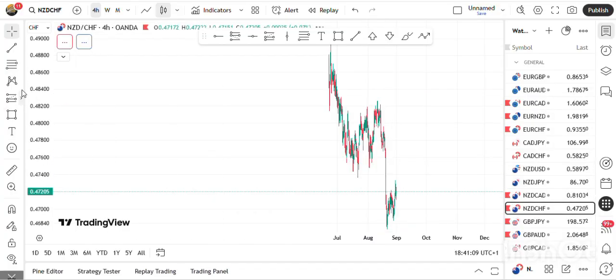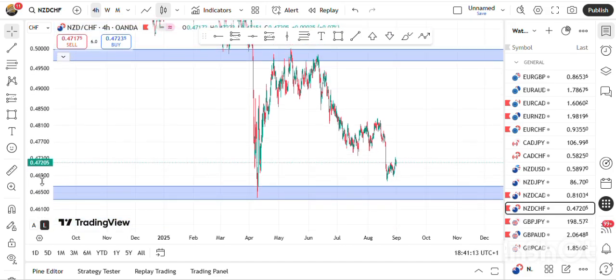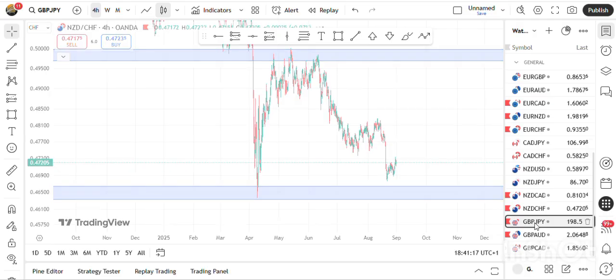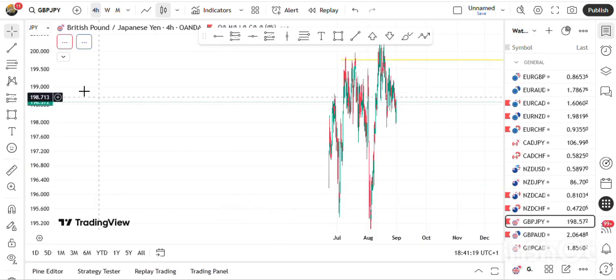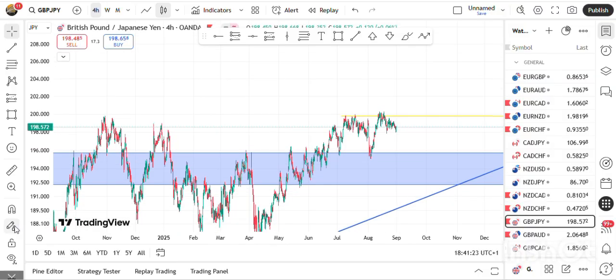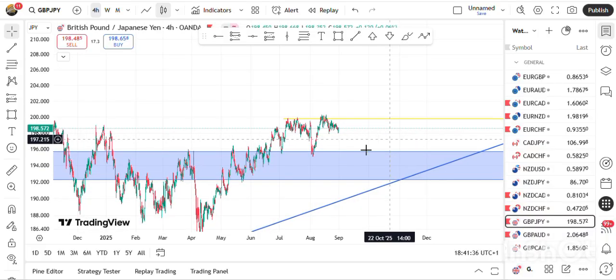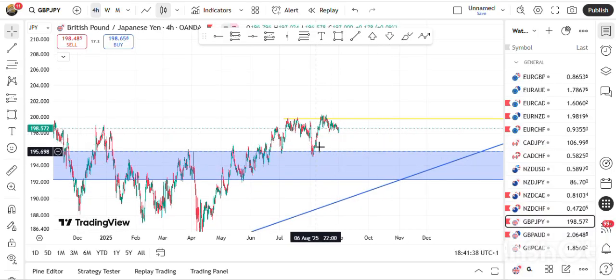NZD-CHF. Same thing with NZD-CHF, very close. Let's see how that plays out as well. GBP-USD. We don't have a trade on GBP-USD yet. We'll just be watching it. If anything comes up, I'll let you know. What do we want on NZD-GBP? It has already tapped here. Looks like it's going up.